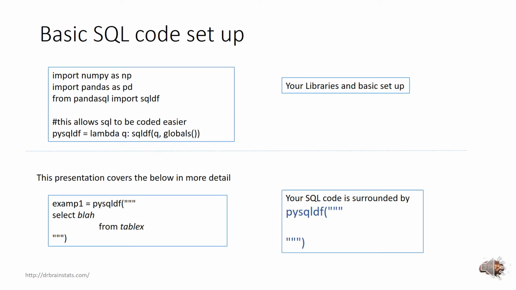And this is your basic SQL code setup. First of all, you need to make sure your libraries have been imported, and you need to write down the command py_SQL_df equals lambda q, etc. as shown on the slide. This presentation covers SQL code in more detail. You must be aware that SQL code is always surrounded by the py_SQL_df open bracket triple inverted commas.